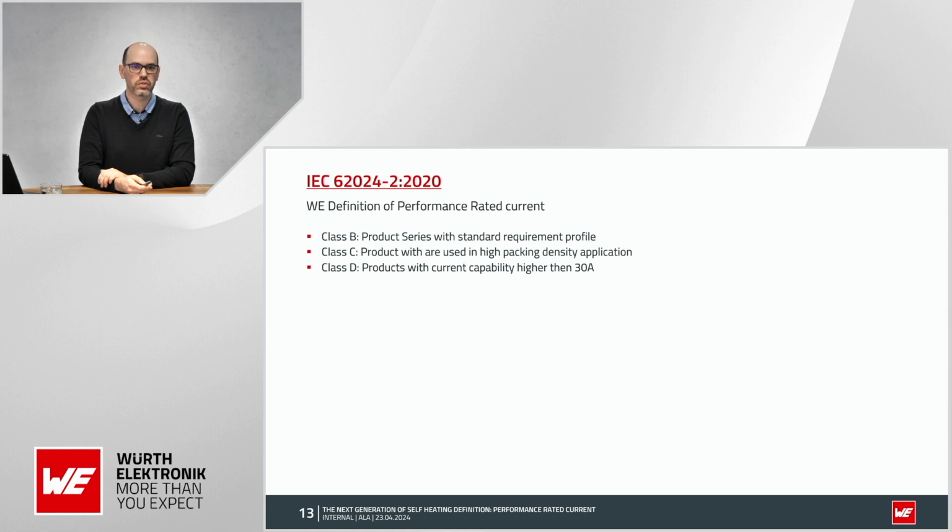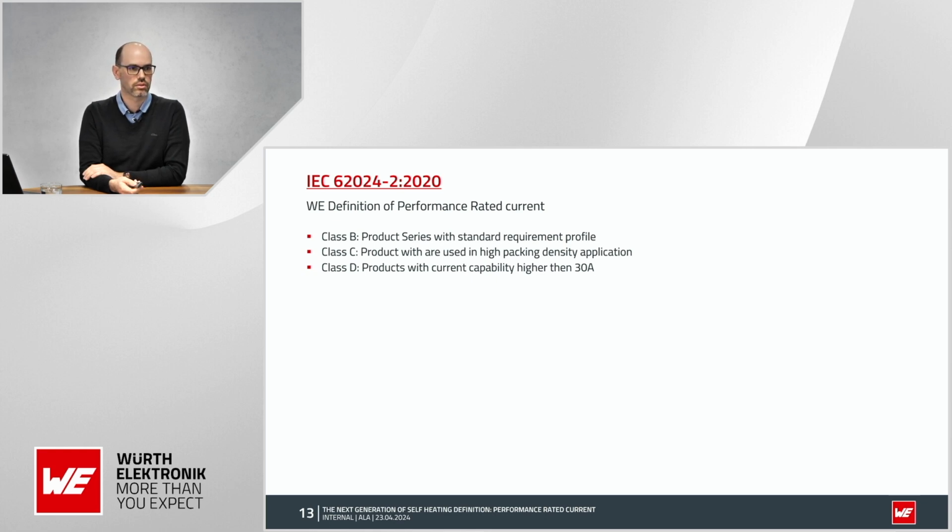So how have we used the standard for our definition? We were now moving from the rated current to the performance rated current, and everything which is now named performance rated current is automatically linked to this IEC standard. And we have defined internally to use these 3 kinds of classes. Class B for product series with standard requirements, class C for products which have a high packing density, and then class D for products which have current capabilities of 30 amps or higher.